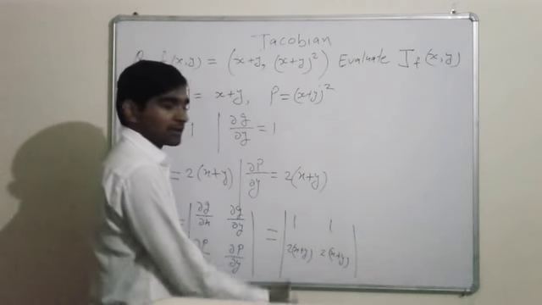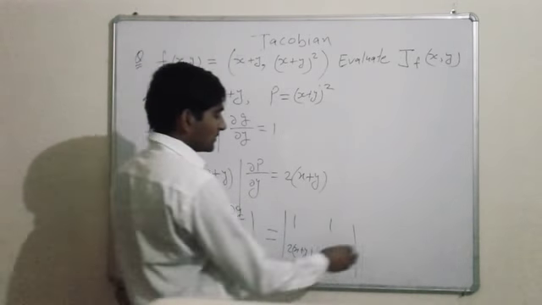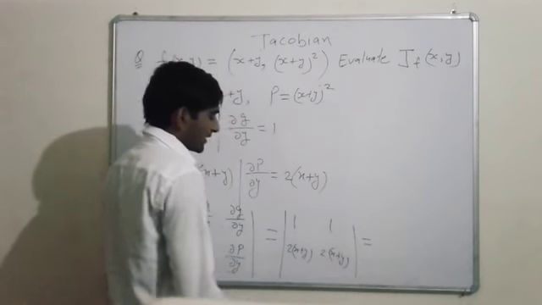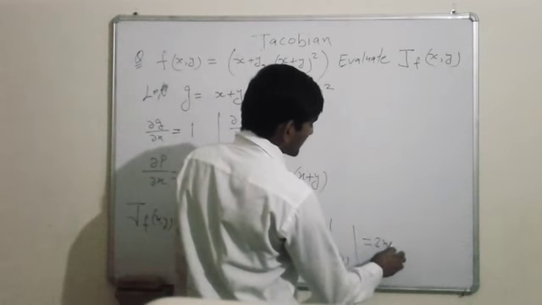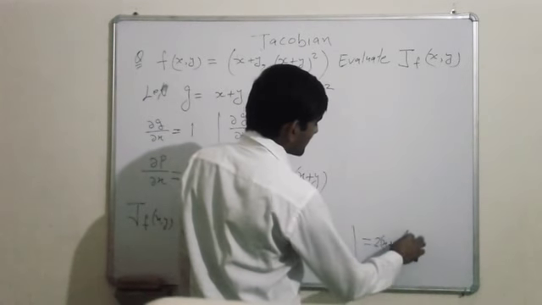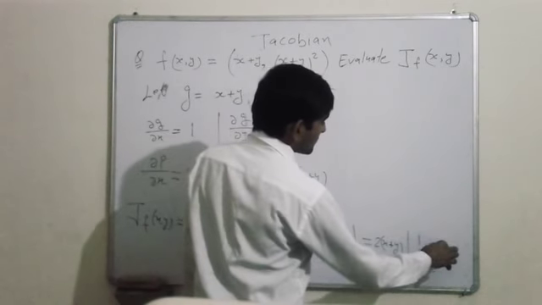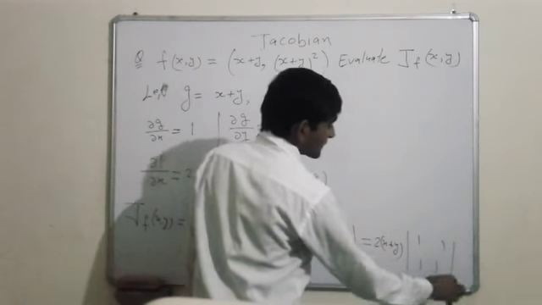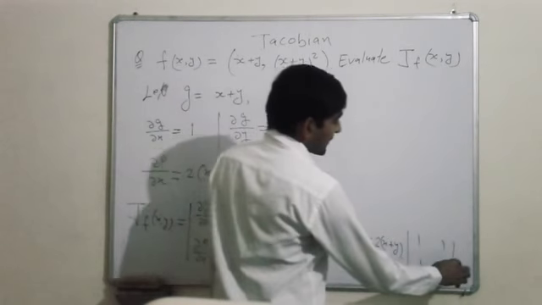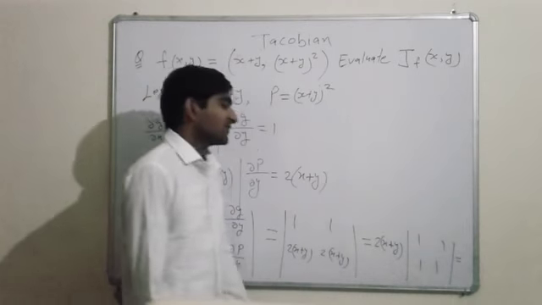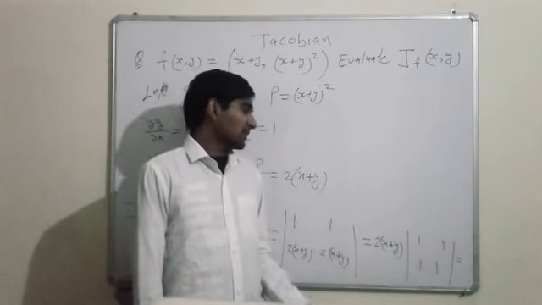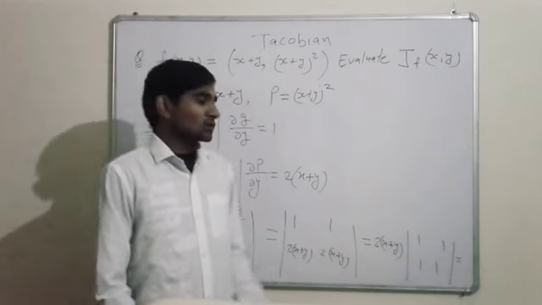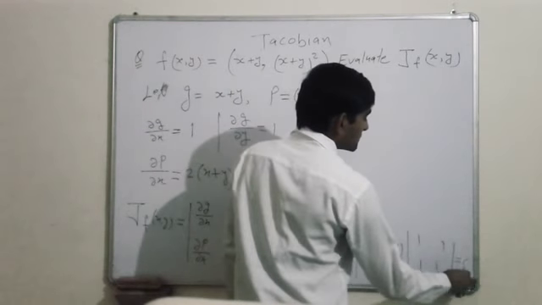We can apply a property of determinant also, by taking 2 into x plus y common, and this will be 1, 1, 1, 1. The property of determinant is that if any two rows or any two columns are identically the same, then the determinant will be 0. So here the determinant will be 0.